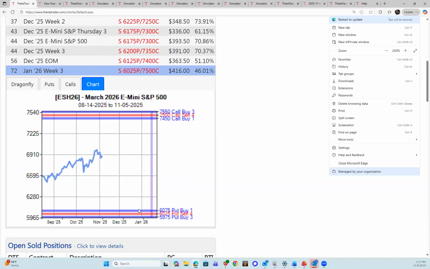And the advantage to the Dragonfly here, where you buy this one closer to the money put, for example, if the market starts to decline, you own it and the delta is higher, so it increases in value more rapidly than the other 4 that you have sold that are further out of the money, because their strike prices are further out of the money. And theta decay doesn't impact it as negatively as well.